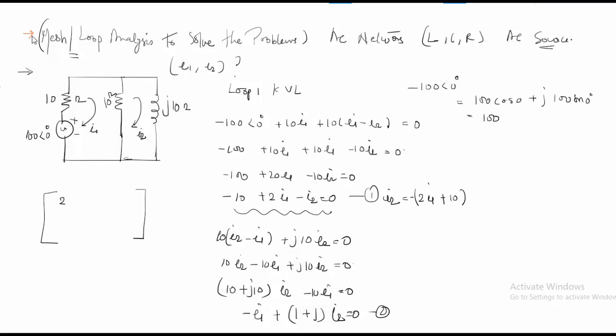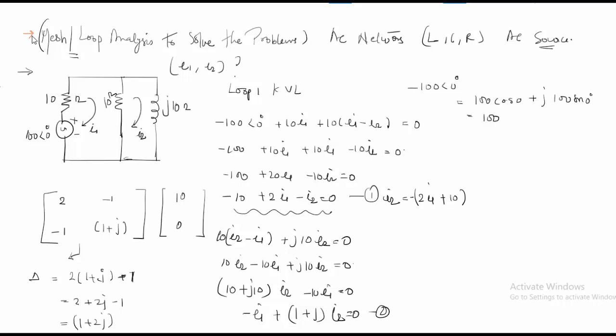2 and minus 1 and minus 1 and 1 plus j. So again this will come as 10 and 0. So my delta, based on this coefficient matrix, is 2 into 1 plus j minus 1, which is 2 plus 2j minus 1, so my delta is equal to 1 plus 2j.